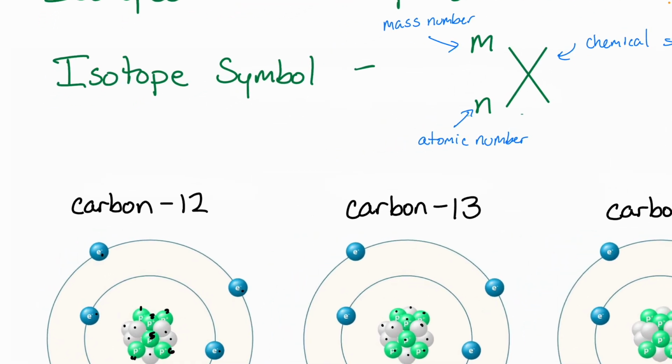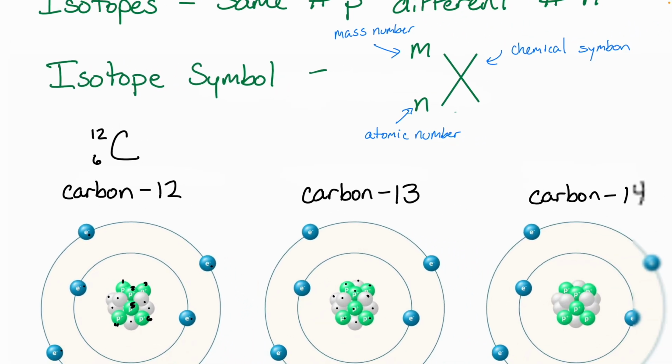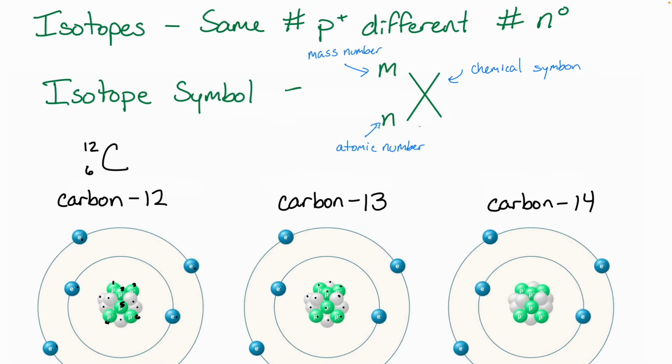Okay? So just to go through an example here, if we look on our periodic table, the symbol for carbon is just that uppercase C. I put the mass number in the upper left-hand corner, so that's carbon 12. And again, in the lower left-hand corner goes the atomic number, the number of protons, 6. So see if you can finish the symbols for these other 2 isotopes that we're looking at here.